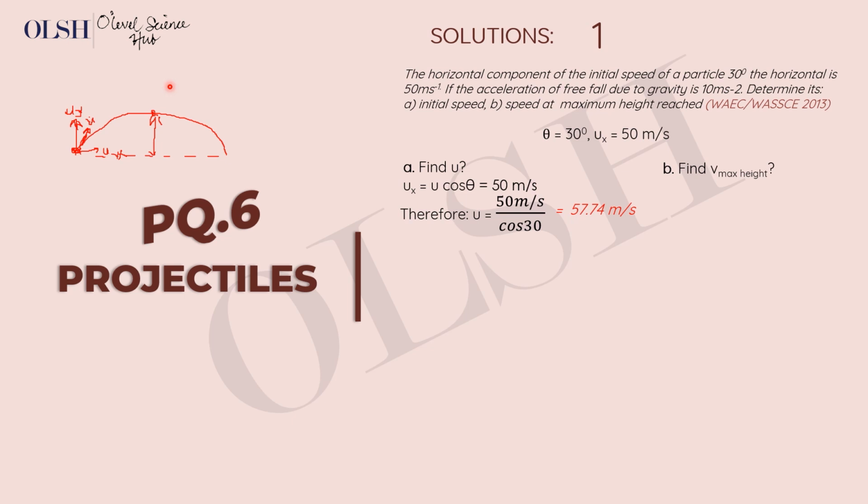Okay, so now looking at this projectile, we are asked to find the speed at this point, which is the maximum height. It's very important for us to always remember that the vertical velocity of a projectile at the maximum height is always zero.